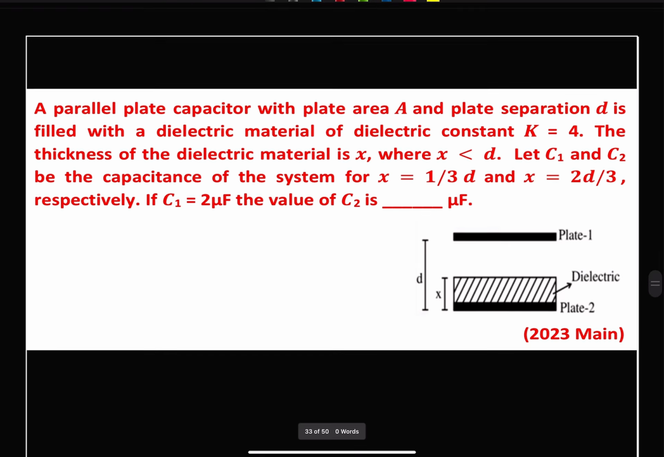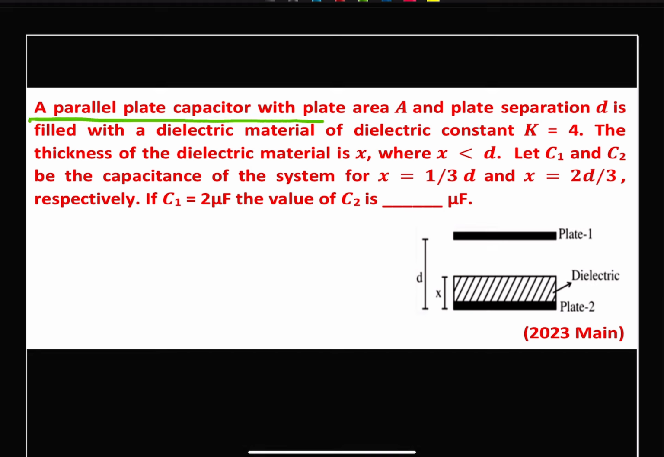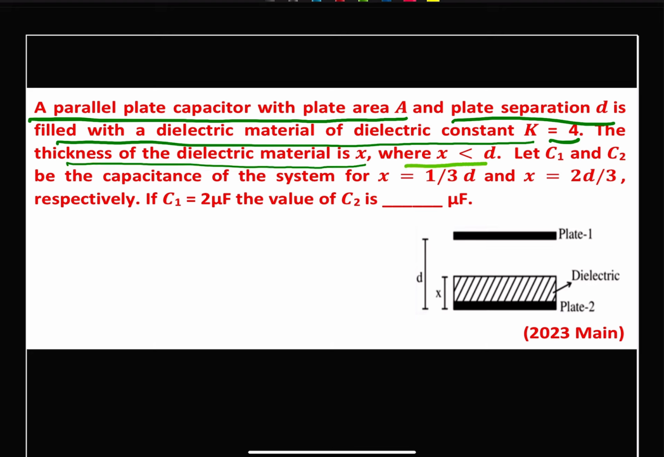We are given a parallel plate capacitor with plate area A and plate separation D filled with dielectric material of dielectric constant K equal to 4. The thickness of the dielectric material is X, where X is much less than D. Let C1 and C2 be the capacitance of the system for X equal to 1/3 of D and X equal to 2D by 3 respectively. If C1 is equal to 2 microfarad, then the value of C2 is?